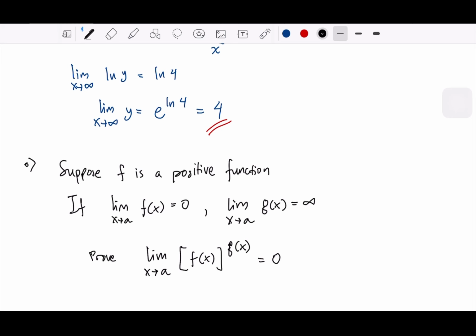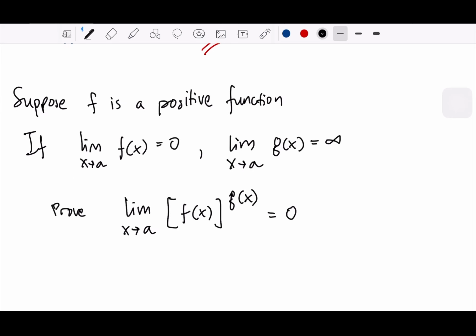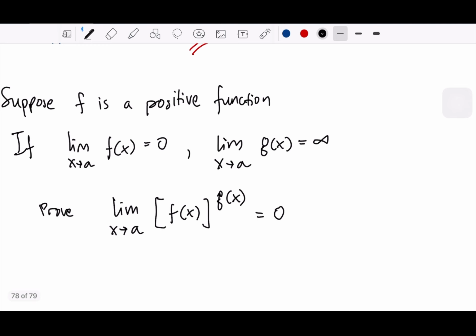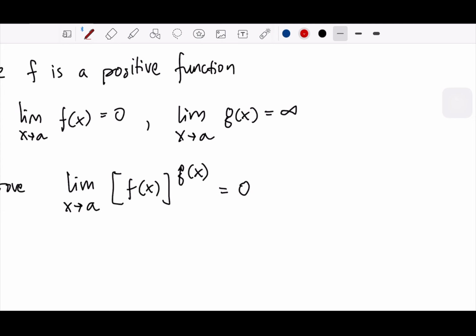Okay, now if we look at the functions and the results, if we take the limit, we are going to have 0 to the power of infinity. As I mentioned before, this is not an indeterminate form, and why? So we are going to prove that this is going to be 0.